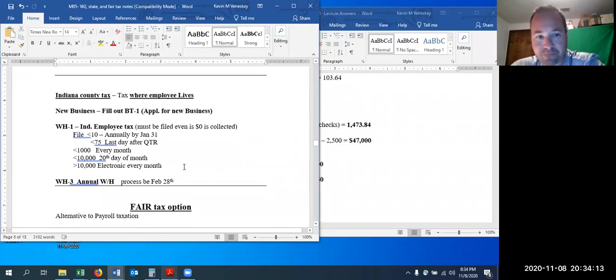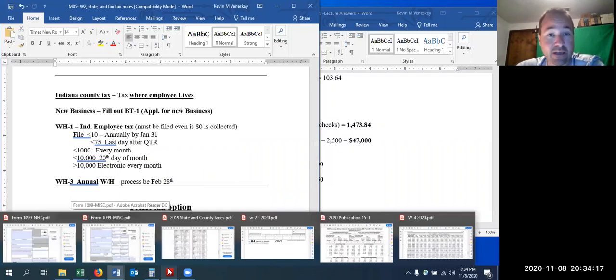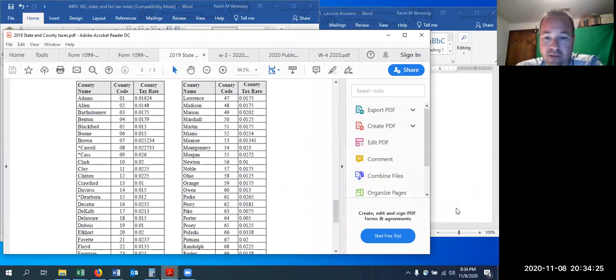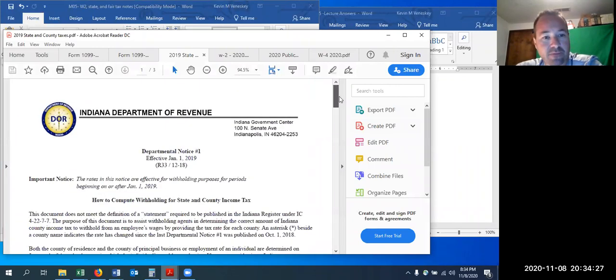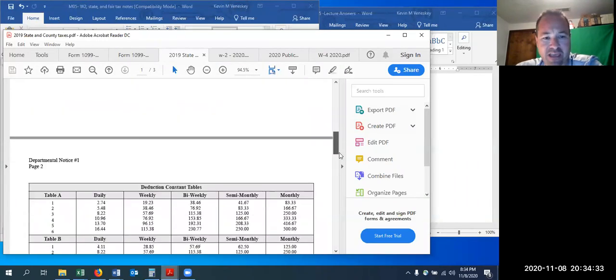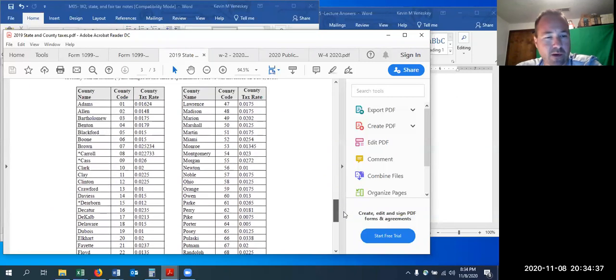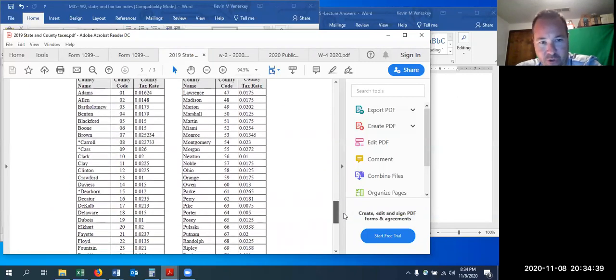Indiana county taxes. You're going to see that Indiana county taxes differ depending on which county you actually live in. And this is the last item that I'm going to be pulling up, we've gone through all of these. Here's the last one, and this one you actually have an attachment to as well. This is from the Indiana Department of Revenue. This is as of 2019, but I don't think any of them changed for 2020, so we can use this for 2020 as well. I'd have to go in and check to make sure.